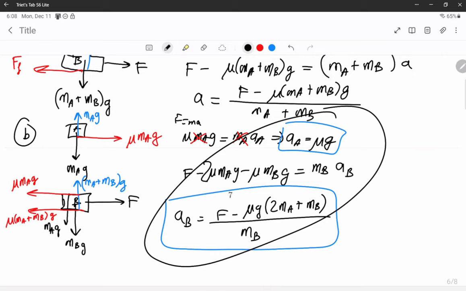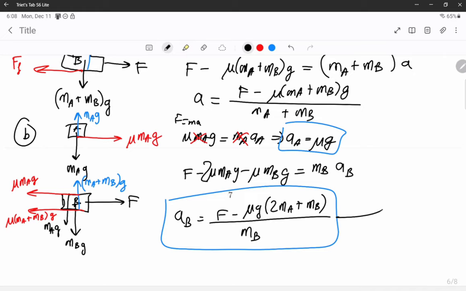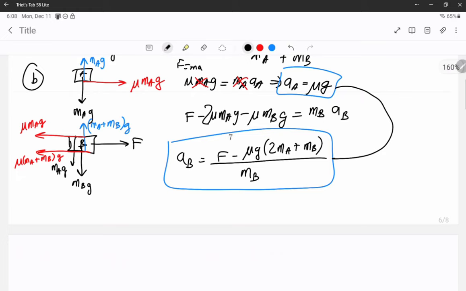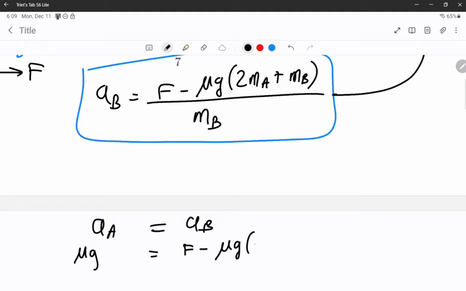So, right, in this case, the two of them slip, there's slippage between A and B. If you set them equal, the accelerations between them are equal, then A and B are connected and there's no slippage anymore. That's the way to do it. So you have aA equal to aB, right? And aA is going to be mu g, equal to aB, which is F minus mu g times 2mA plus mB, everything divided by mB. We bring in mB this way, and it's going to be over here.